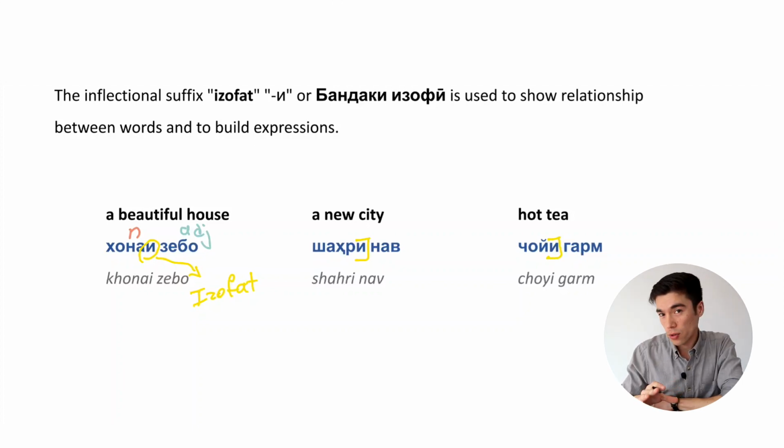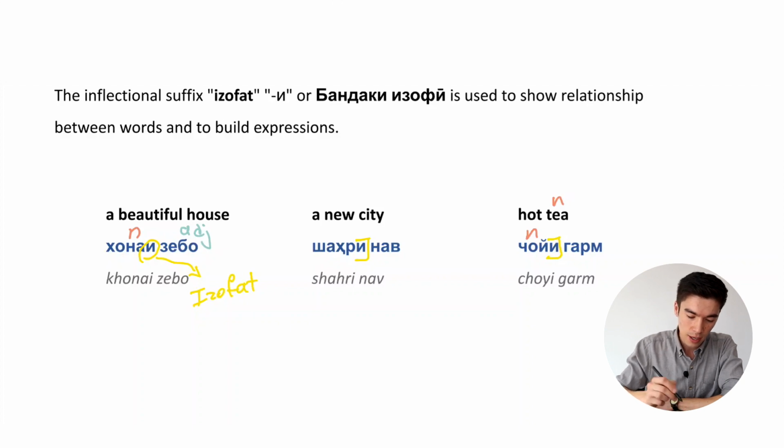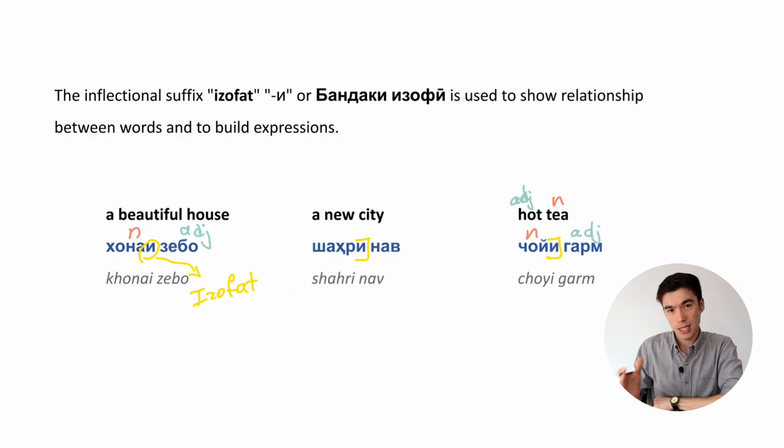And as you might have noticed, in English the adjective goes first, and then the noun, but in Tajik it's different. First noun and then adjective. So here choi is a noun, and in English tea is a noun and hot is an adjective, and garm is an adjective. So you see, hot tea, choi garm.